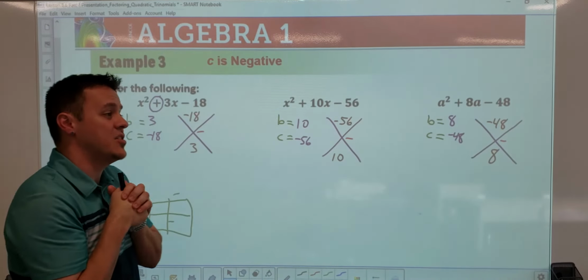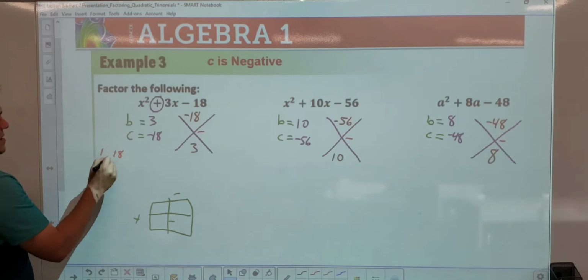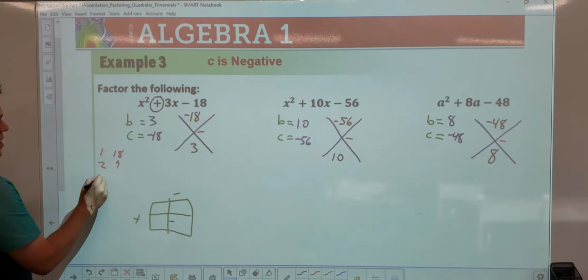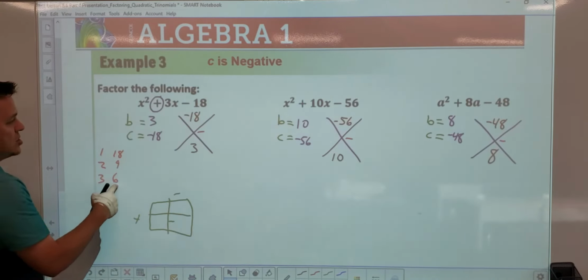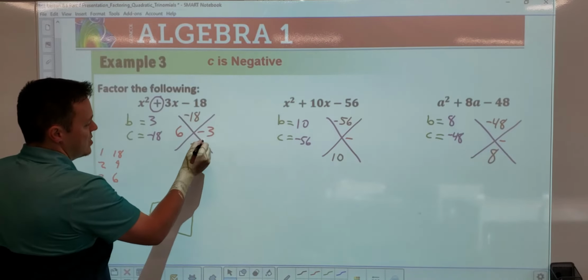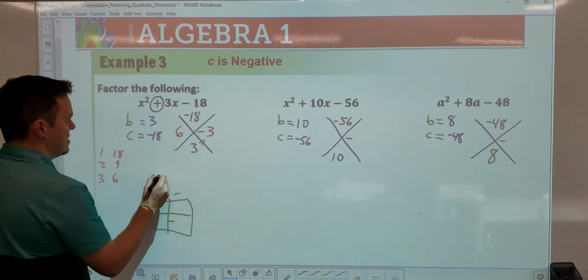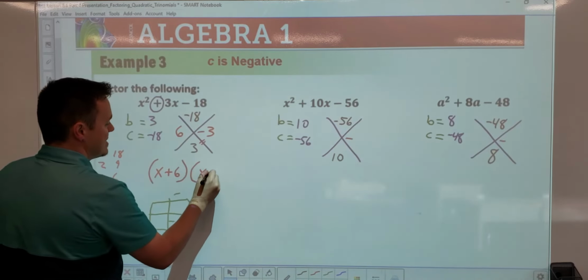Now you guys got to think of your times tables again. We got 1 and 18, we got 2 and 9, 3 and 6, and I think we have a winner, right? So if I were to put 6 and 3, 6 minus 3 equals what? 3. So there's my answer, right? So it's x plus 6 and x minus 3.